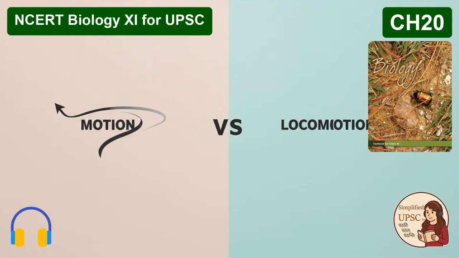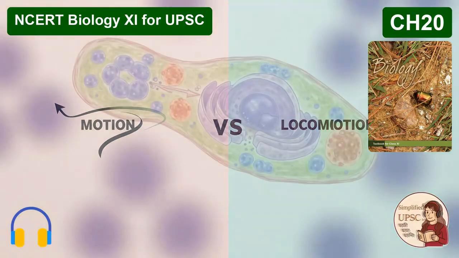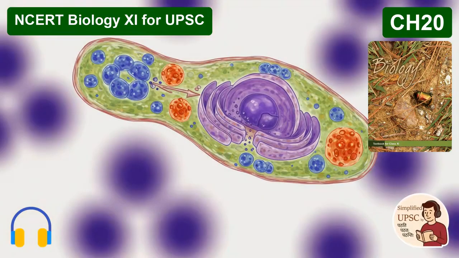Okay, so we've covered the engine. Now let's talk about the chassis it's attached to, the skeleton. Right. From the engine to the framework. 206 bones in the adult human, and we split them into two main divisions. Let's start with the core, the central part.